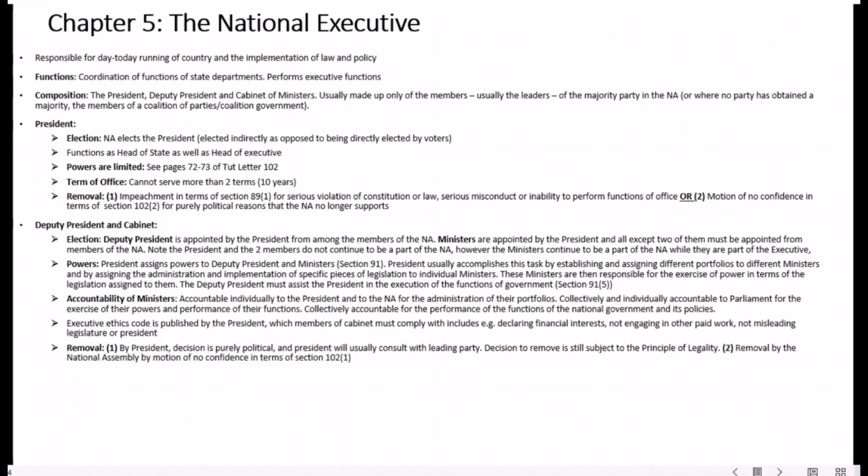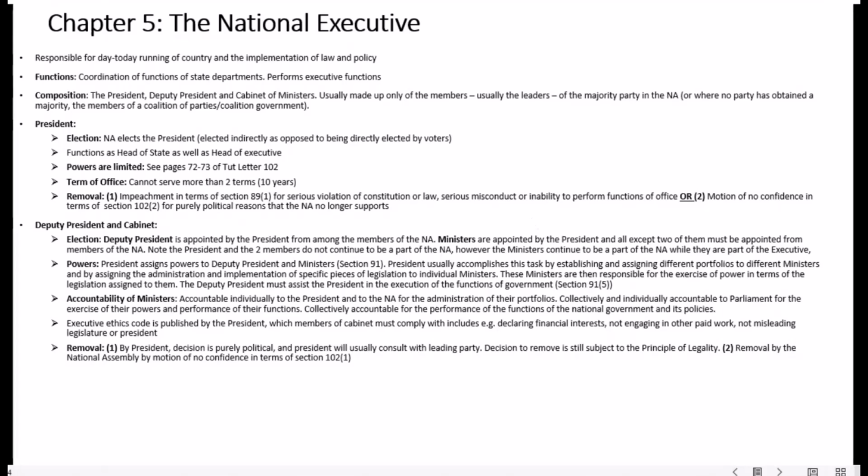And then powers. The president assigns powers to the deputy president and the ministers as well in terms of section 91. The president usually does this, colleagues, by giving the ministers various portfolios that they must be responsible for, and we refer to them as departments. So that is how that is done. And then the deputy president must assist the president in the execution of the functions of government. That is provided for in section 91, subsection 5.